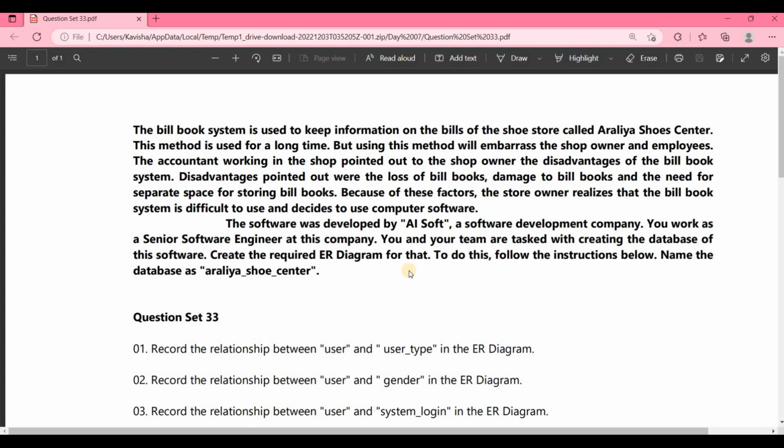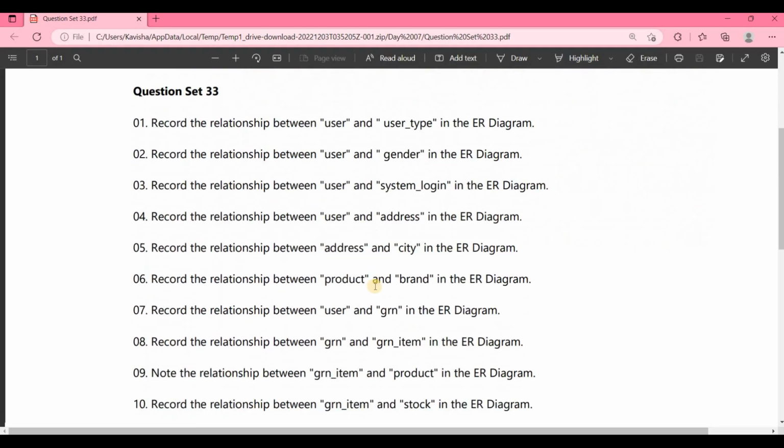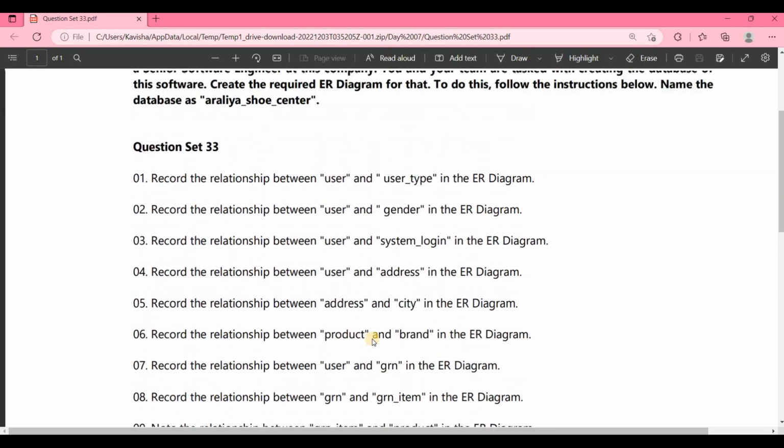There's a shoe store called Arali Shoe Center, and the owner used to keep information in bill book system, but there had some disadvantages. Because of that, the owner has decided to move to a computer software instead of bill book system. So that's the scenario, and in my previous videos I have already created the database Arali Shoe Center using ER diagram, and I have already created the table. So in this video I'm going to explain how to make the relationship between tables.